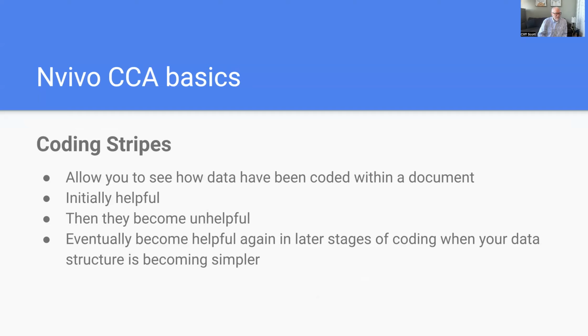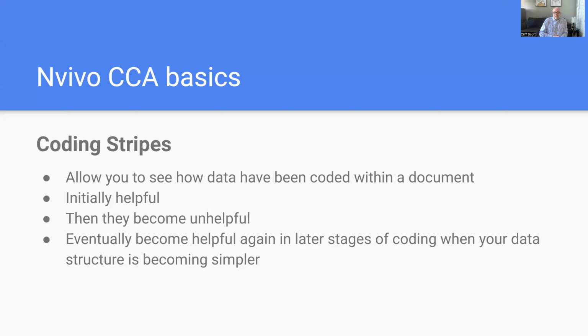They can be initially helpful, but at some point in the process, your analysis should get so messy, should involve so many codes that are not mutually exclusive, that eventually your coding stripes will not be helpful to you. And that's not a bad sign. That's a good sign. That means that you're coding your data with enough nuance that you are accounting for the messiness that exists in real life. And later on, you can refine that messiness.